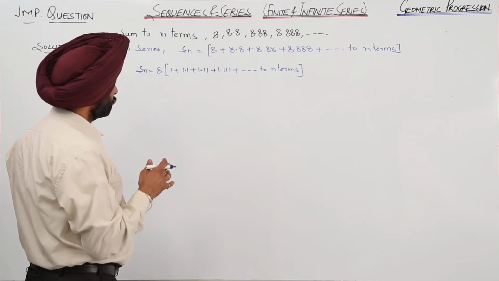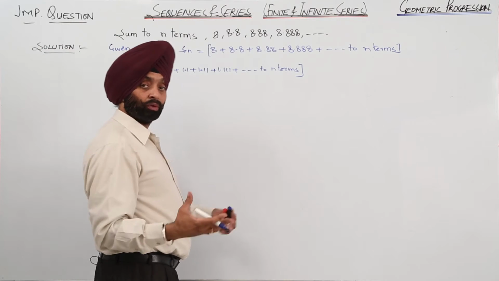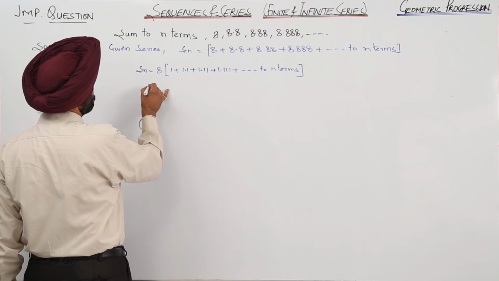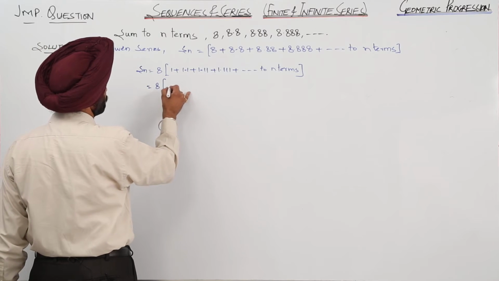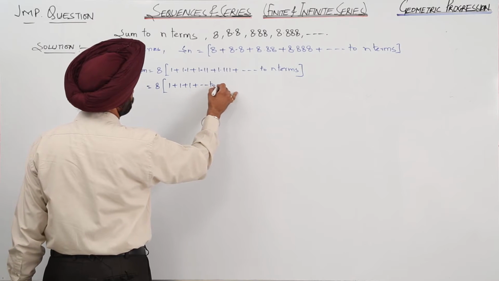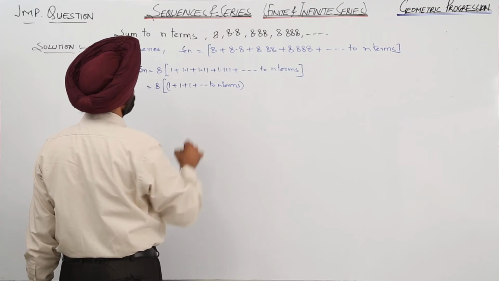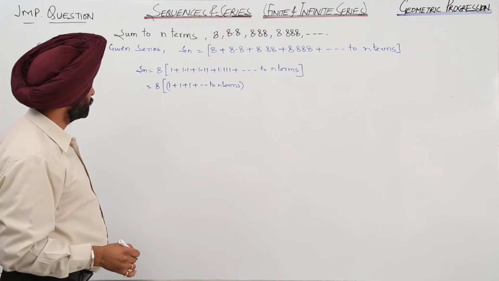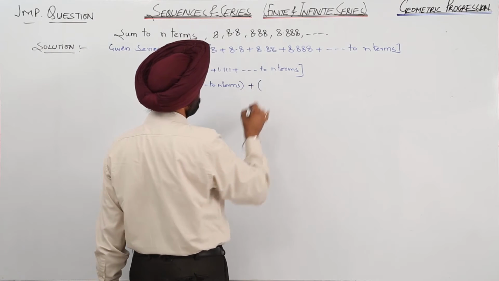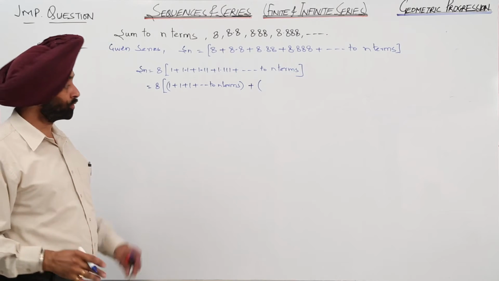Now, right here, don't multiply by 9. Naturally we have to multiply, but in the next step. So this now becomes 8 times (1 + 1 + 1 up to n terms), plus, now remember one thing, why this is a very important question.